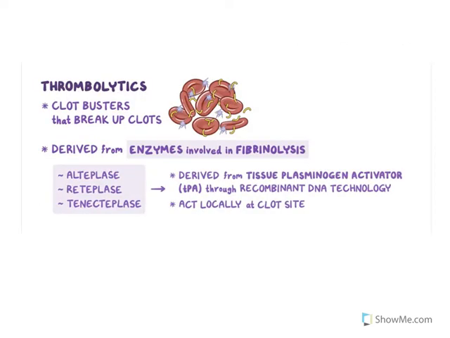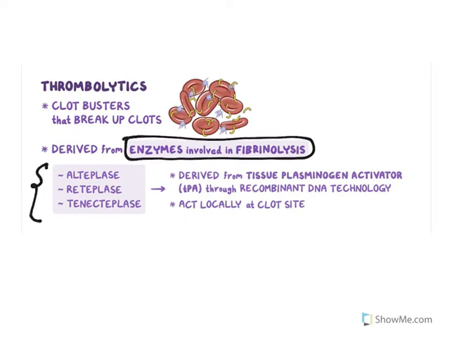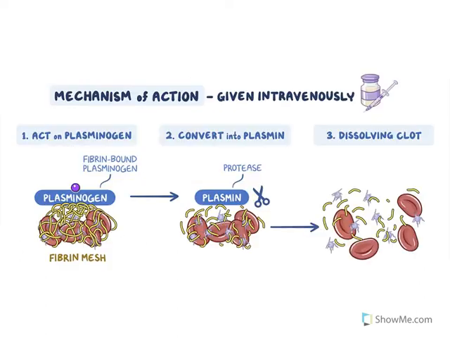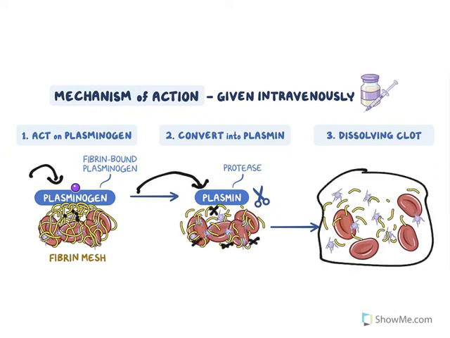Now these tissue plasminogen activators are enzymes like Alteplase, Reteplase, Tenecteplase. They are derived from tissue plasminogen activator through recombinant DNA technology. They act locally at the clot site. When you see the mechanism, all these yellow threads are the fibrin mesh. On this, plasminogen will bind and be converted to plasmin, and this plasmin will break up all these fibrin threads and finally the clot will get dissolved.